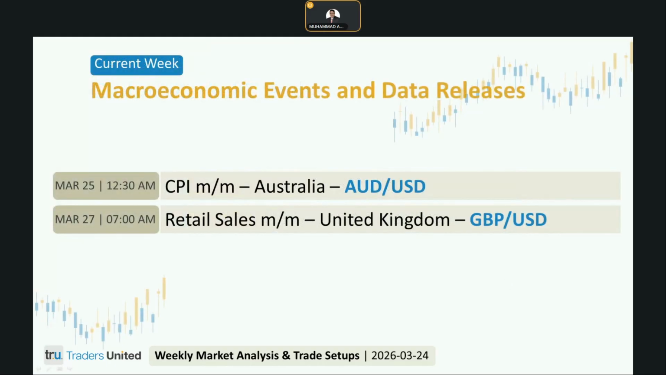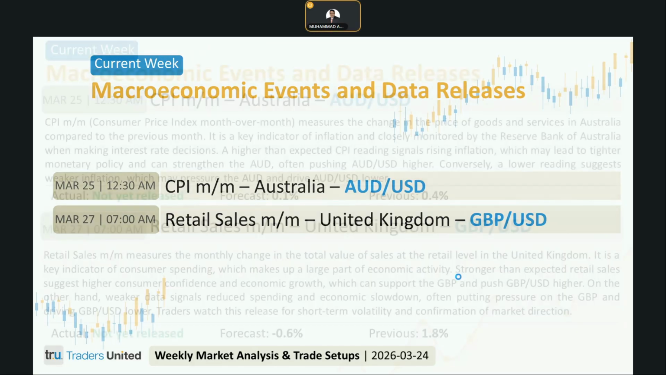Next, let me talk about current week's macroeconomic events and Forex news releases. I will be covering the key developments in the Forex market with a focus on fundamental analysis. Okay, the first one is the CPI related to Australia, and my focus will be on the AUD USD currency pair. The next one is the retail sales month over month for the United Kingdom, and we will discuss the GBPUSD currency pair. So let us start with the first one.